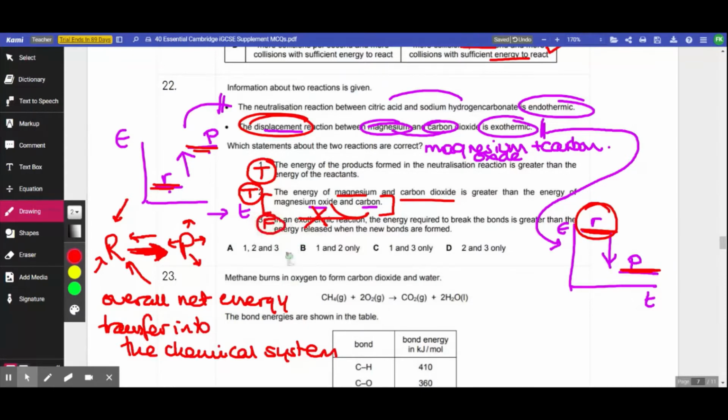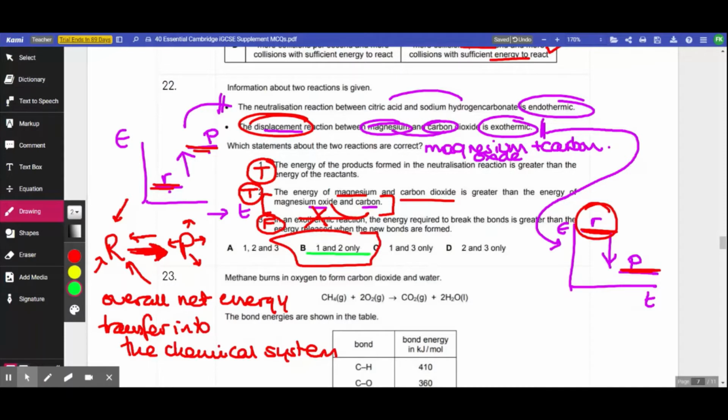So statement 3 is false. So the right response is 1 and 2 only. That is answer B. Now, in our cohort survey, we actually found that just over half of the year 11s tested succeeded in getting this answer.